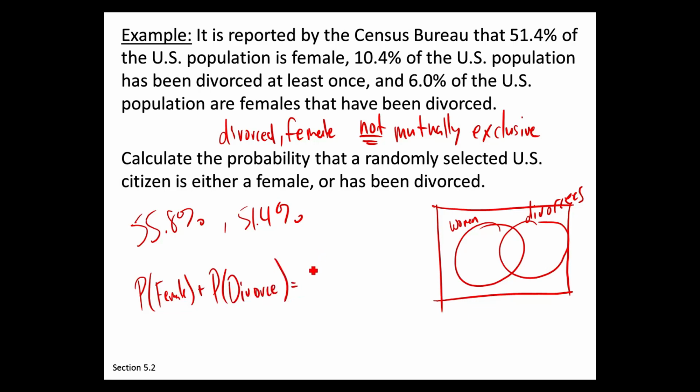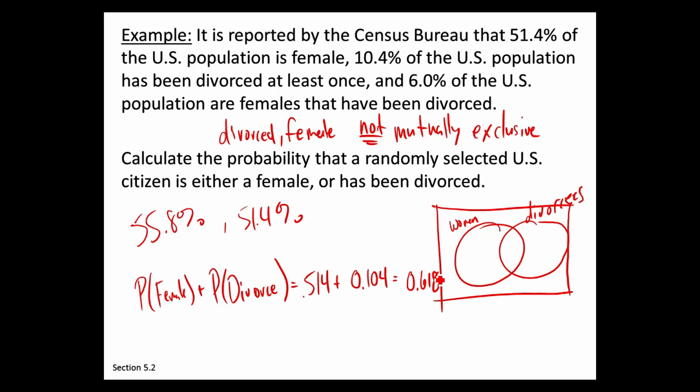Right? Because that would be what? That would be females are 51.4%. 10.4% of the population has been divorced. So add those up and get 0.618. Why can't I do that? You'd be counting the 6% twice.